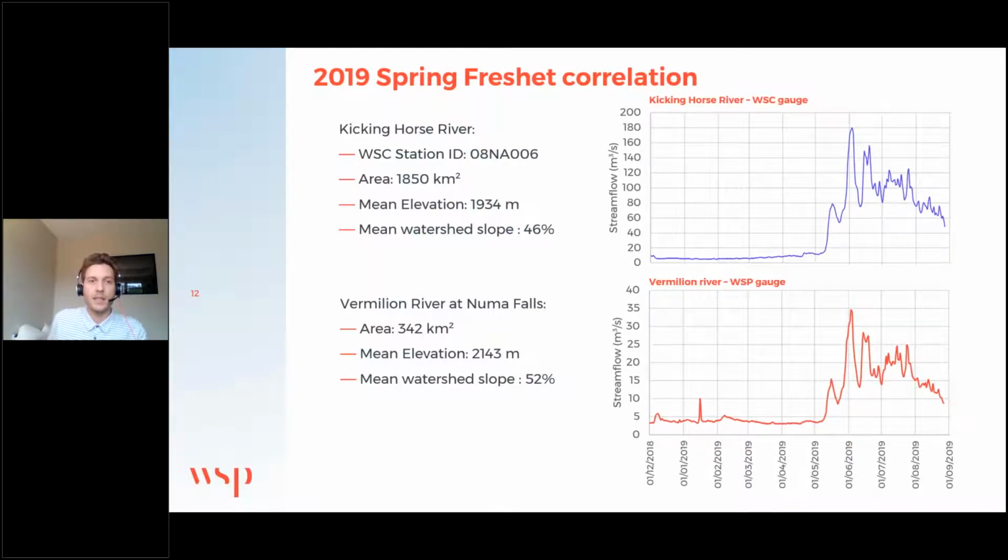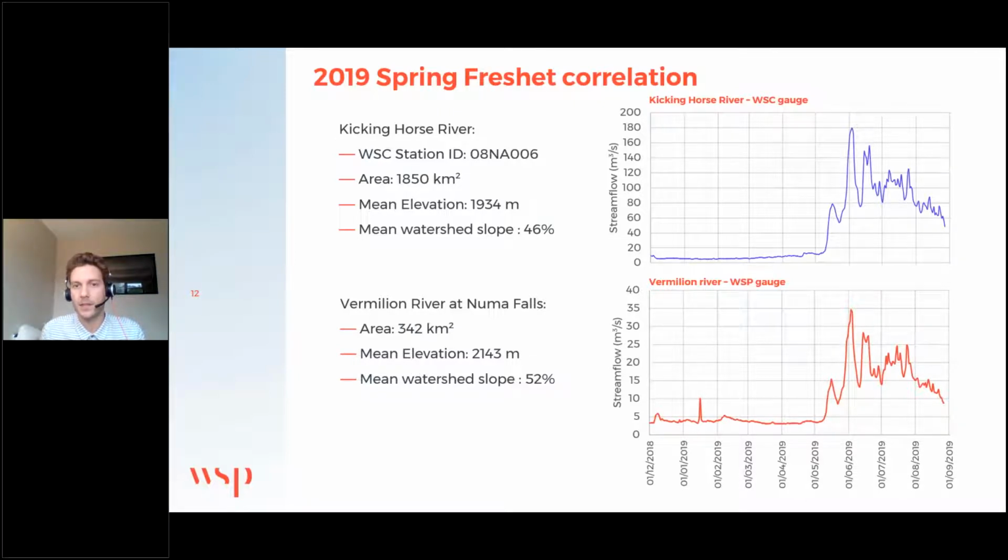We then tried to establish a correlation for the 2019 spring freshet. And so we looked at various active stations in the area, and the one that had the best fit was the Kicking Horse River. It's a watershed that is just adjacent to the north of the Vermilion River watershed. It has a bigger watershed area of 1,850 square kilometers, but similar watershed slope and slightly lower mean elevation.